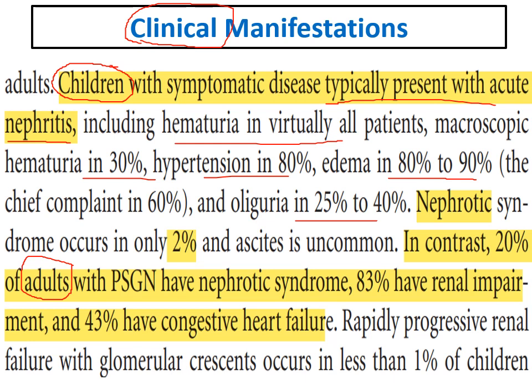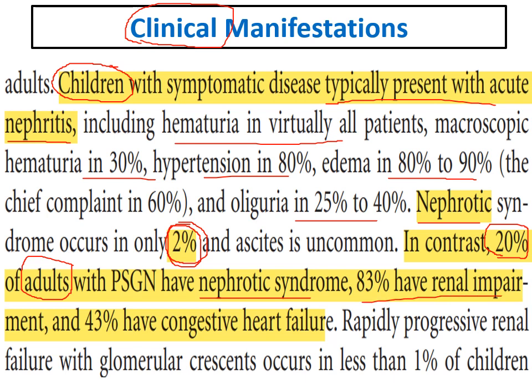Typical nephritic presentation, and nephrotic syndrome occurs in only 2% of children, only 2%. This is in children. So in children, typical nephritic presentation. What about adults? In adults, 20% can present with nephrotic syndrome. So in children, nephrotic syndrome can occur in 2%, while in adults, nephrotic syndrome can occur in 20%.